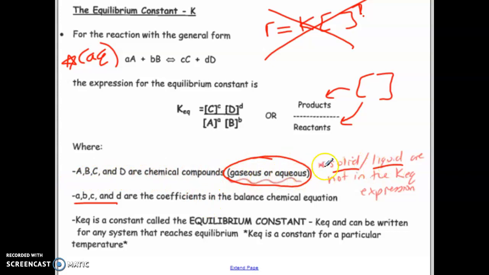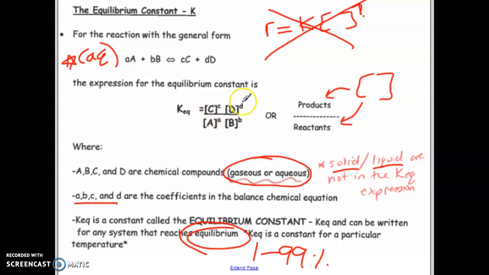Note, not pure substances. They would have to be concentrations. Only concentrations at equilibrium go into this expression. So the K is a constant known as the equilibrium constant, and it can be written for any system that reaches equilibrium. So that's what I mean by it has to be that 1 to 99%. If it technically does not have an established equilibrium, you cannot create a K value or a K expression.